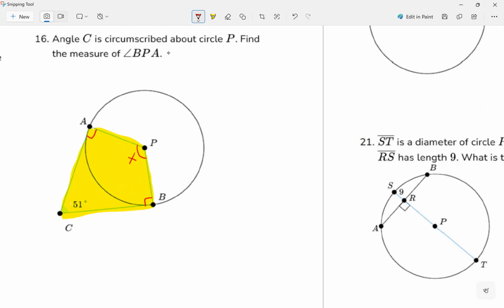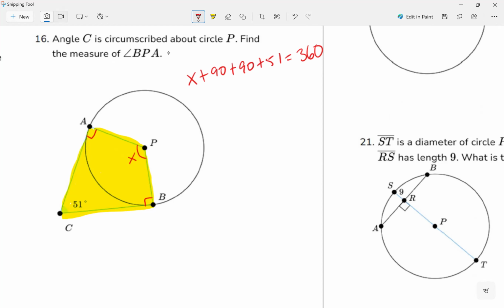So what I'm going to do to solve for x here, I'm going to add my four angles. So x plus 90 plus 90 plus 51. Which order do you write them in? It really doesn't matter. I'm just writing all my four angles equals 360. The angles of any quadrilateral add up to 360.